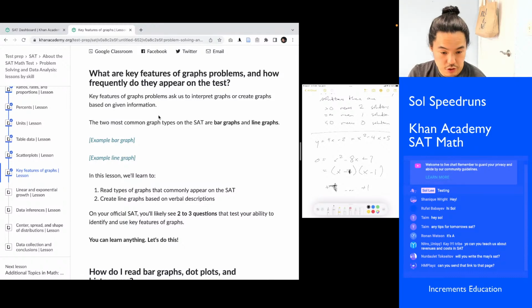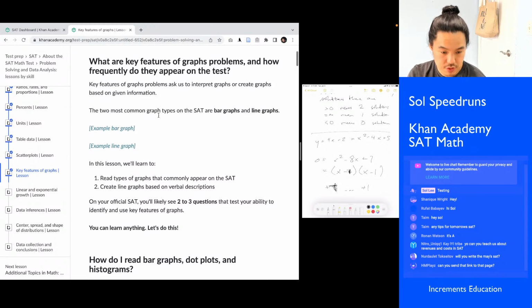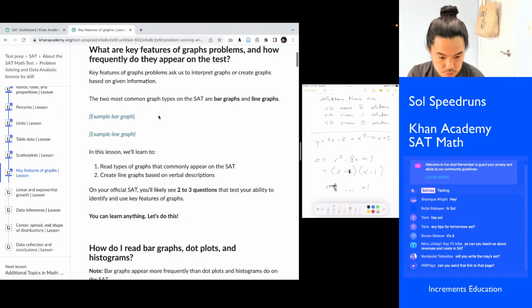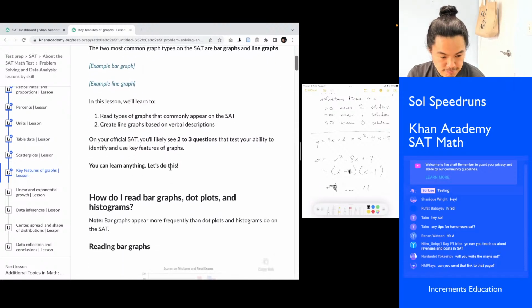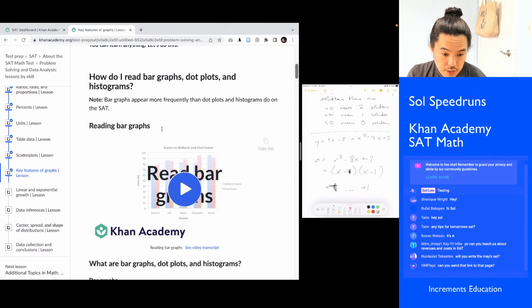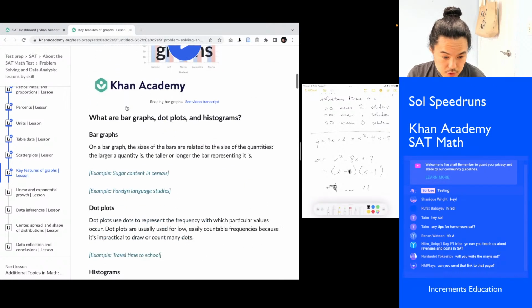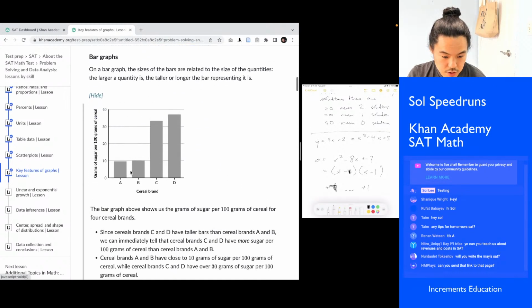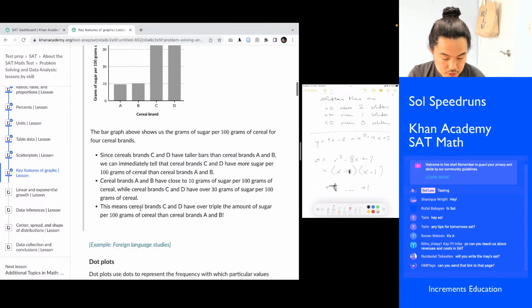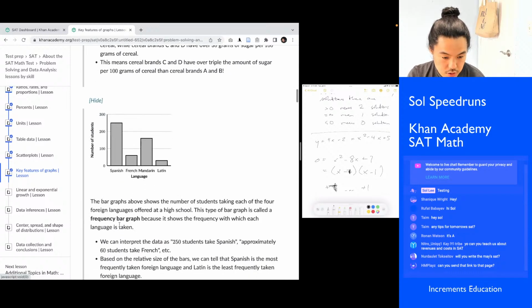What are key features of graph problems? How frequently do they appear? How do I read bar graphs, dot plots, histograms? Well, let's look at, what is the bar graph? Oh yeah, duh, that's what that is. We're good.